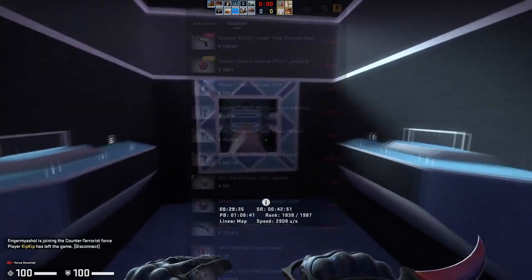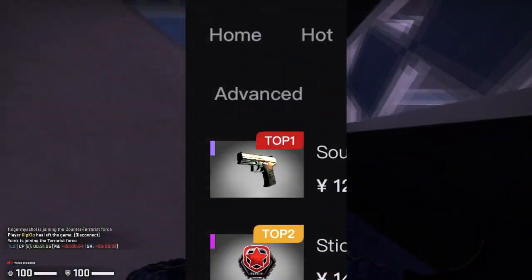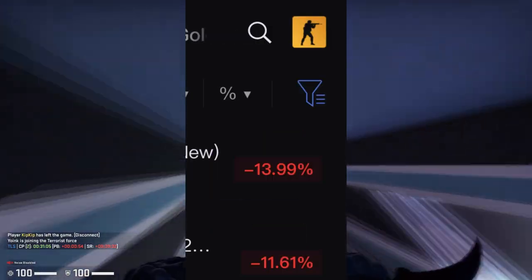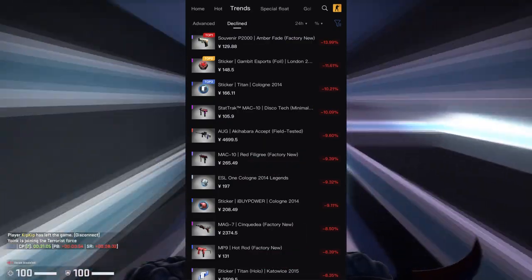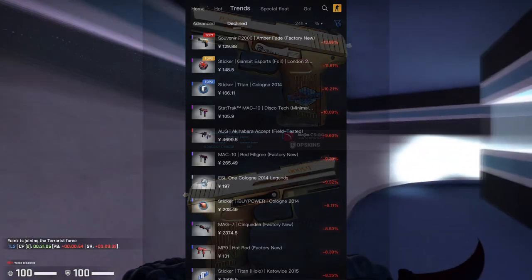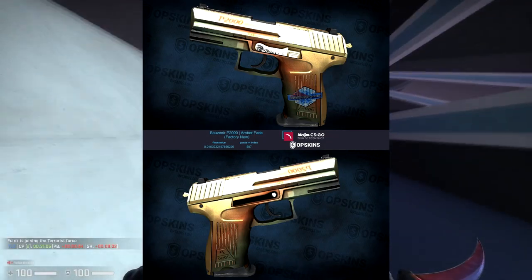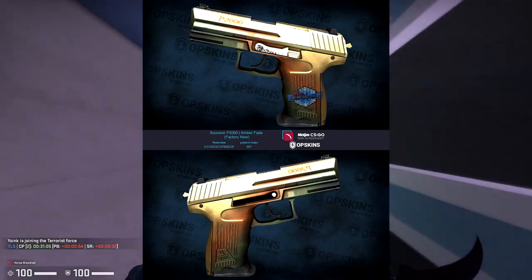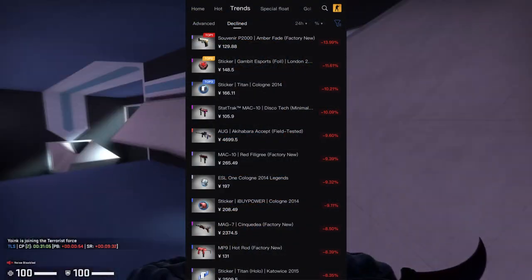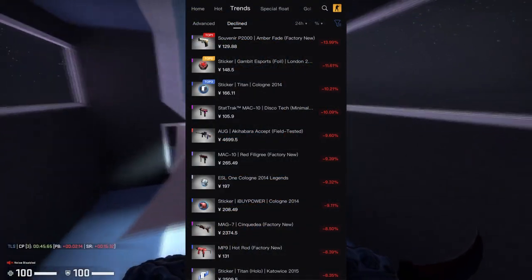Now, the biggest losers on Buff in the past 24 hours were the Souvenir P2000 Amber Fade in Factory New condition, which was a 14% decline. Now, this item is obviously pretty weird because there's going to be some that have scratched souvenir stickers, and those can contribute to the price lowering in a rapid sense because people are quick selling these scratched souvenirs. So that's probably why this one declined.